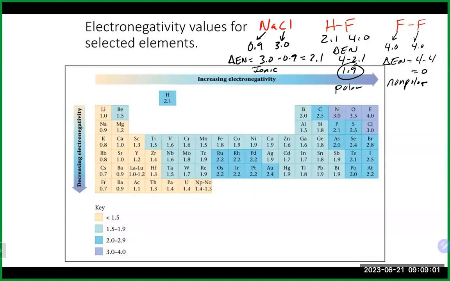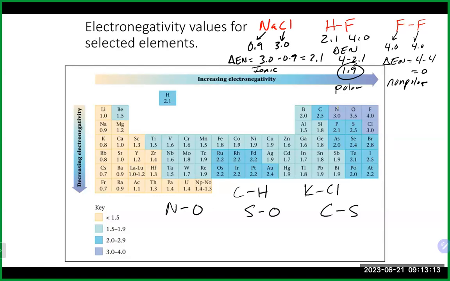All right, why don't you try some here? Let's do the carbon hydrogen bond. Let's do potassium and chlorine. Let's do nitrogen and oxygen. Let's do sulfur and oxygen. Let's do carbon and sulfur. All right, using the electronegativity values that you see there, are they polar, nonpolar, or ionic? Take a few minutes, see what you come up with.